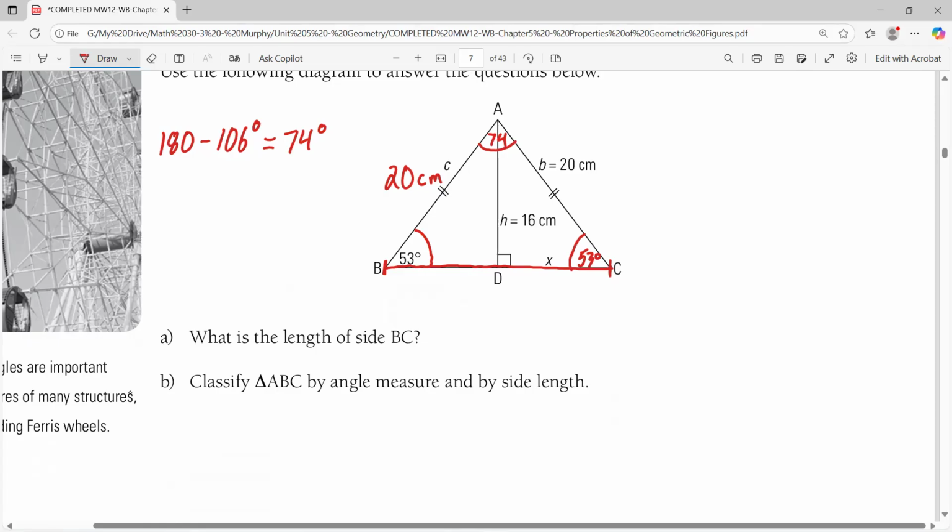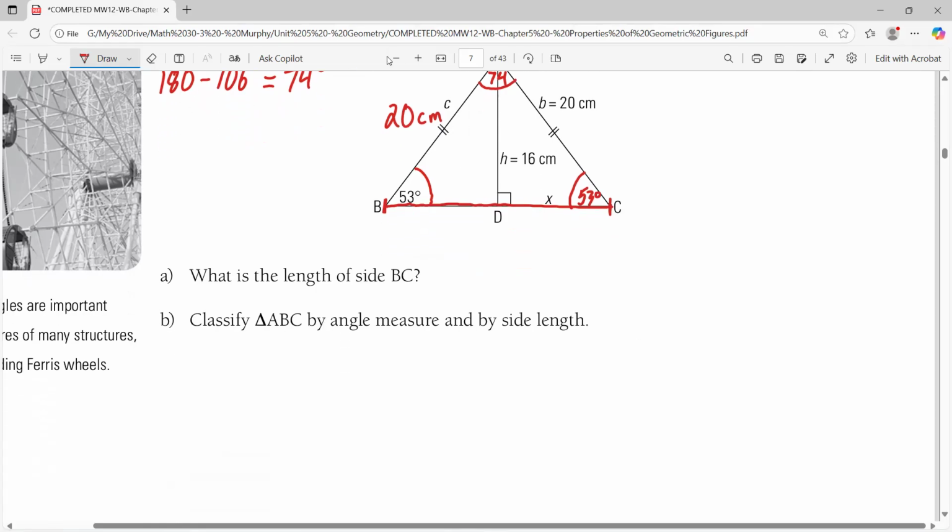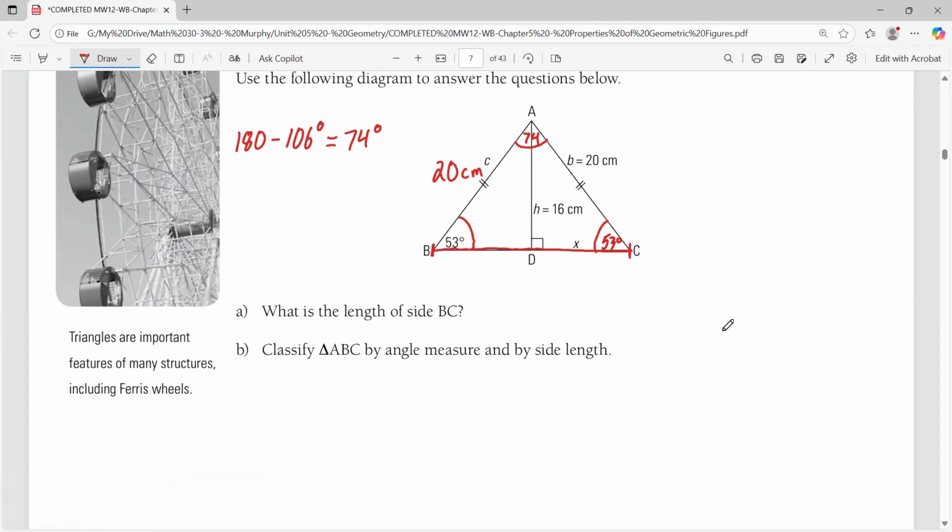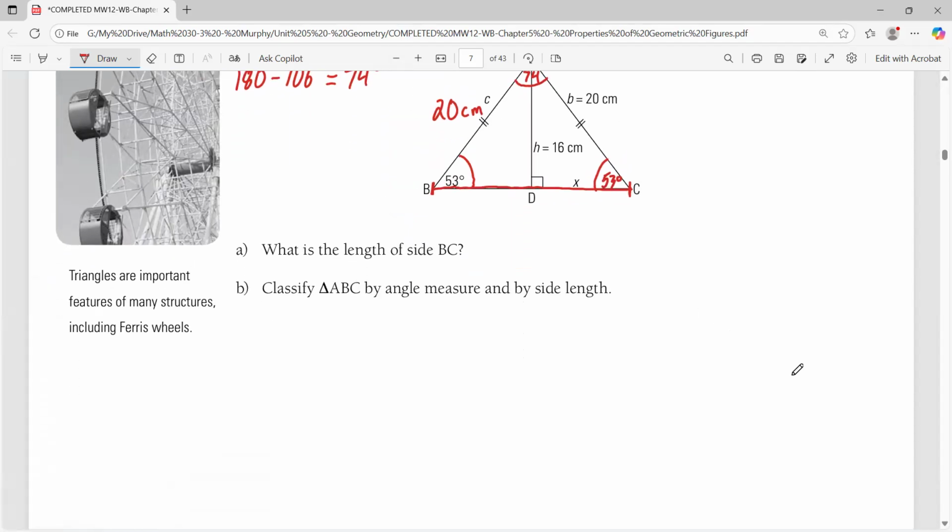Okay, and they told us the height right here of this divider is 16. So there's actually two triangles making one big one. Now it says, what is the length of side BC? For this, they have the answer on the opposite page, but I'm going to do it below here so that we can keep looking at the triangle as we work through it.